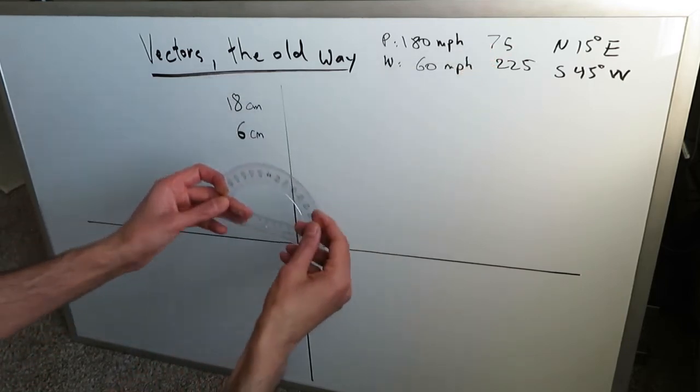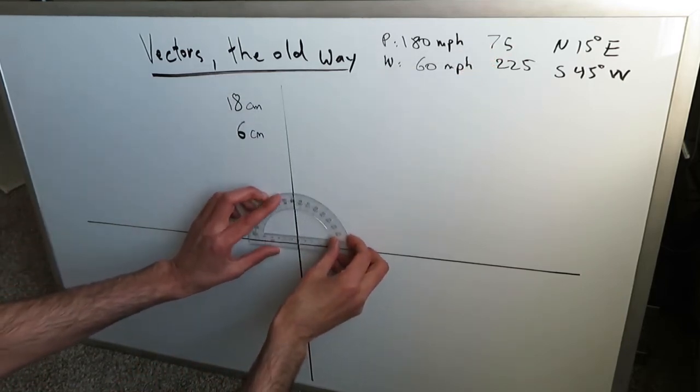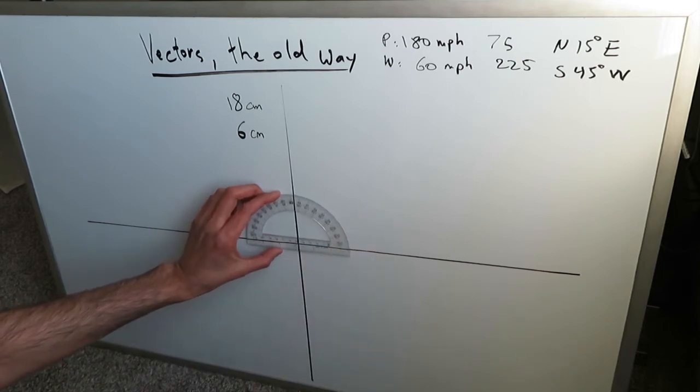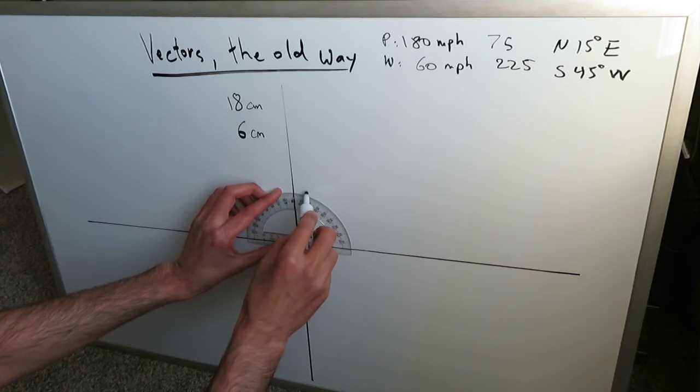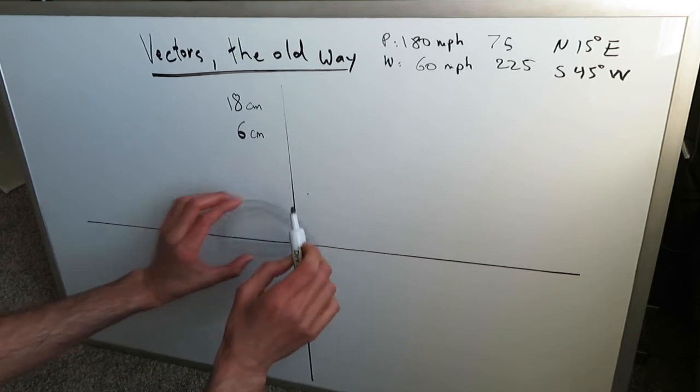Here I have a protractor. I'm going to put it right here at the origin, and I'm going to mark 75 degrees. You know how to use a protractor. Remember, I'm showing you how things were done in the old way. Here's my 75 degree dot.